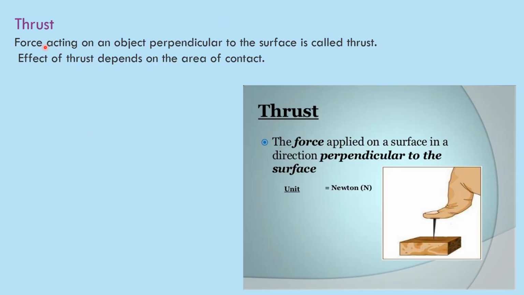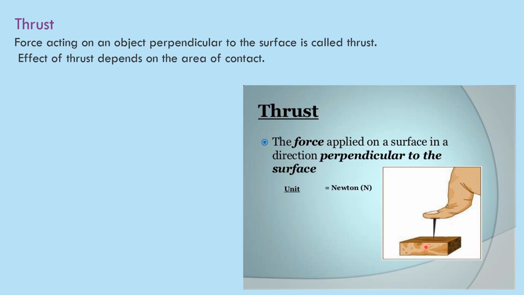Thrust: the force acting on an object perpendicular to the surface is called thrust. The effect of thrust depends upon the area of contact. Consider here an iron nail. You are applying a force on the iron nail. The force should be perpendicular to the surface. In that case we call it thrust.